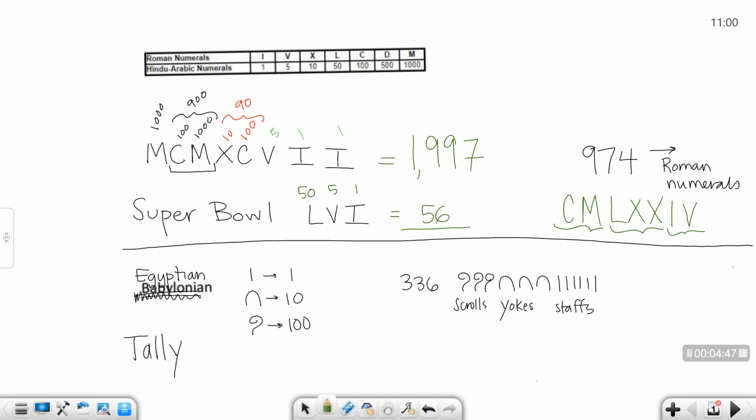At the bottom of the page you have Egyptian. You see where I marked out Babylonian. You do have Babylonian in your textbook, but I am not going to ask you any of these.